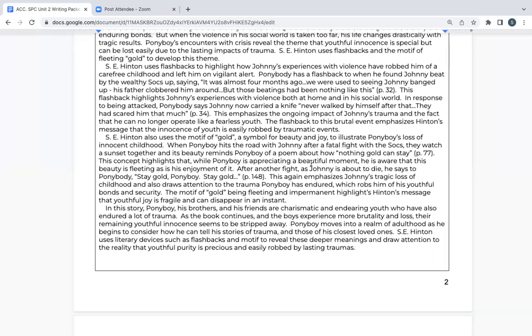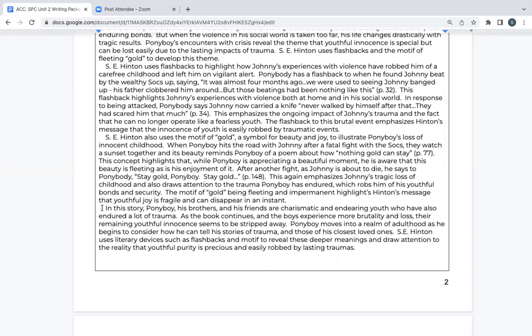After another fight, as Johnny is about to die, he says to Ponyboy, "Stay gold, Ponyboy, stay gold," page 148. This again emphasizes Johnny's tragic loss of childhood and also draws attention to the trauma Ponyboy has endured, which robs him of his youthful bonds and security. The motif of gold, being fleeting and impermanent, highlights Hinton's message that youthful joy is fragile and can disappear in an instant.